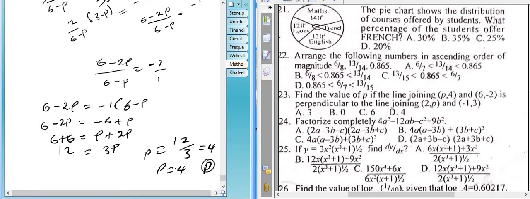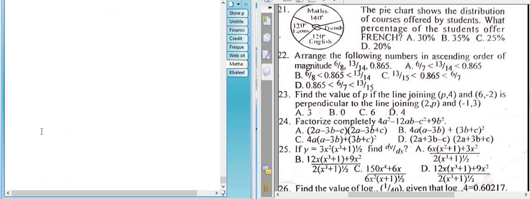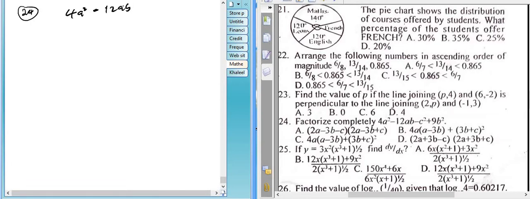Question 24 says: factorize completely 4a² − 12ab − c² + 9b². All we need to do is arrange it, because this term is out of place, so we can shift it to the end. You can see 4a² − 12ab, then + 9b², then − c².